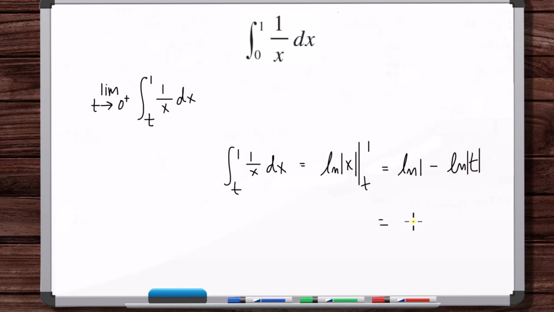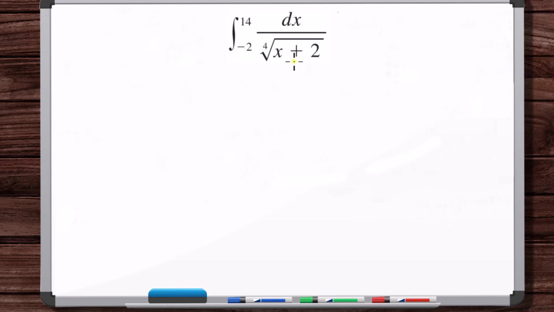So we've got minus natural log of the absolute value of t. Okay, so we've got the limit as t approaches 0 from the right. Take out the minus. Well, t is always positive coming from the right of 0, so we could just make this t. And this is equal to negative infinity, but with the negative out front, this is positive infinity. So this diverges to positive infinity.